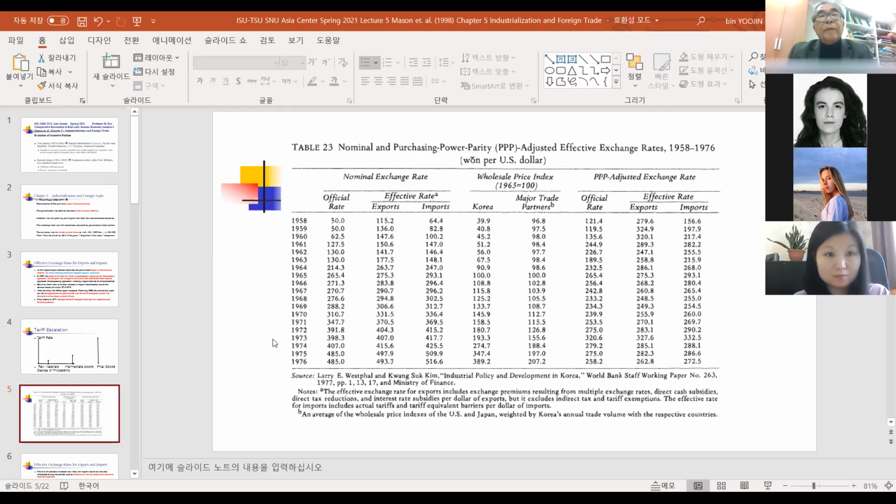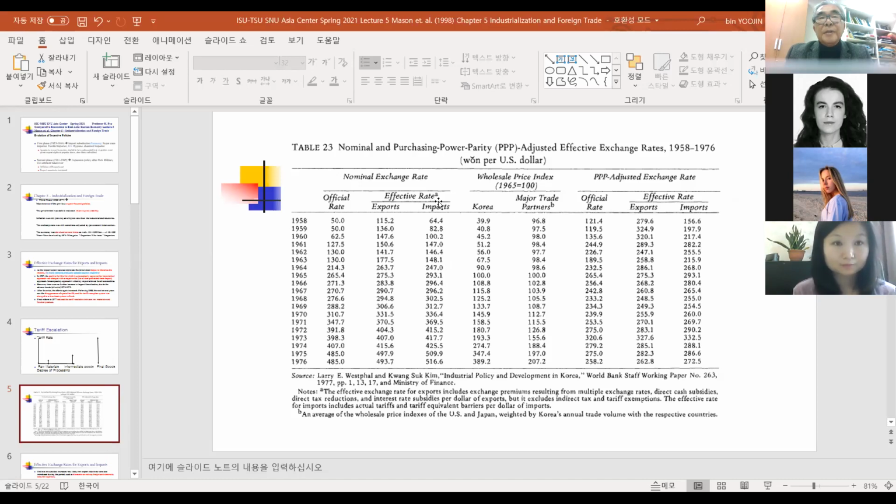So, for example, you can see here, it's a little bit more technical table, a little bit more difficult to read, so I need to explain it. Nominal exchange rate means it's really the nominal exchange rate. In other words, the official rate was, for example, 51 per dollar in 1958. This table shows continuous devaluation. Now 400 by 1976, 485.